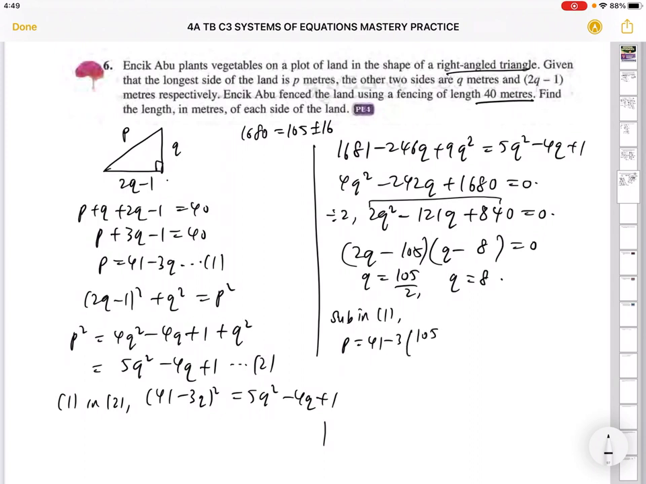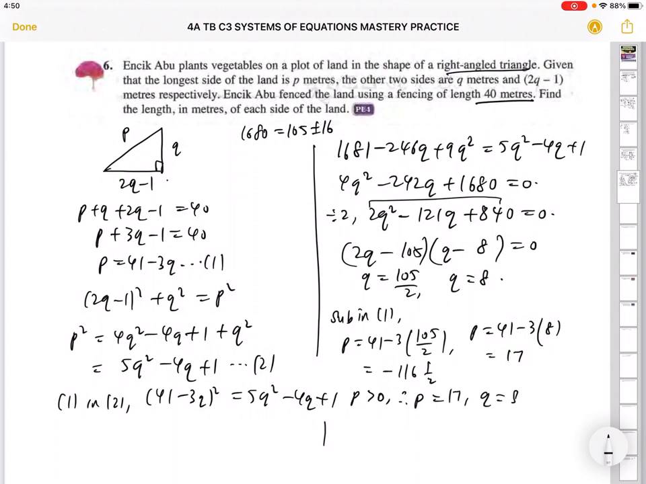It can be 41 minus 3 times 8. So this, use your calculator, I get negative 116.5. Oh, length can't be negative, so we ignore this. So we know P is more than 0, therefore P should be 17, Q should be 8. Okay, but we're not done yet.